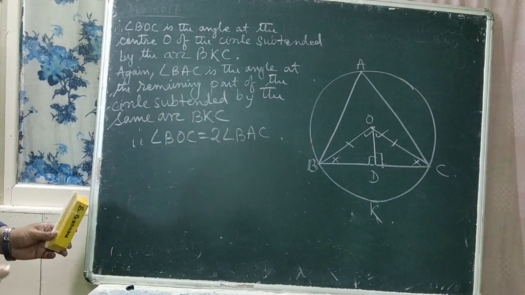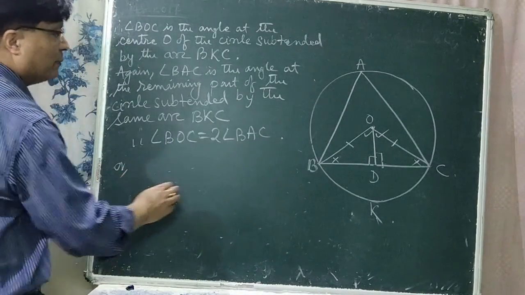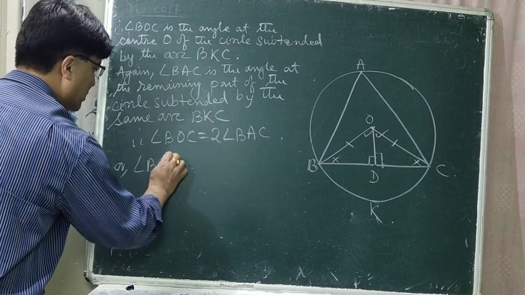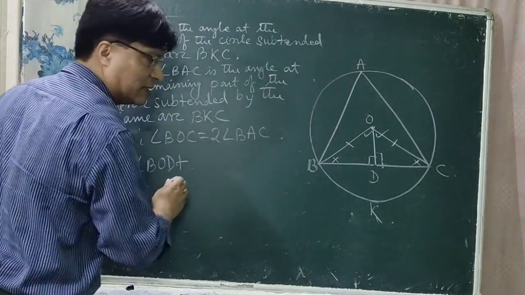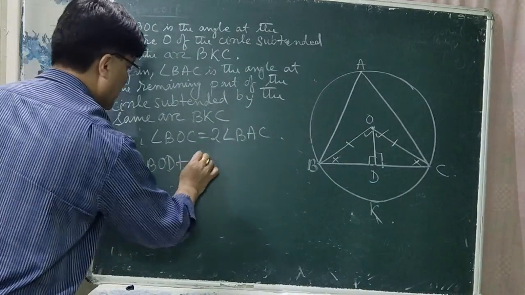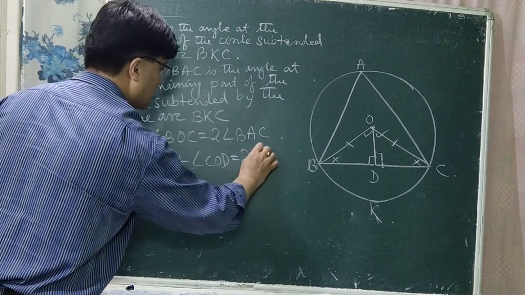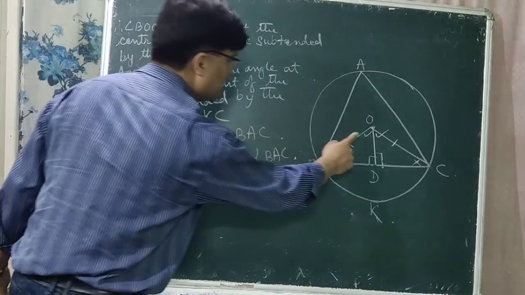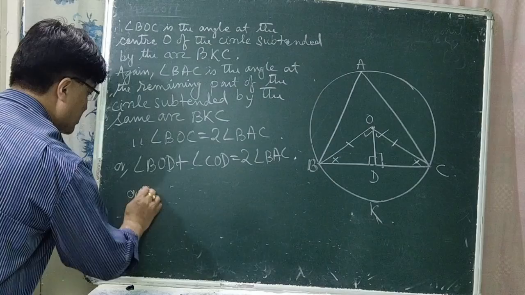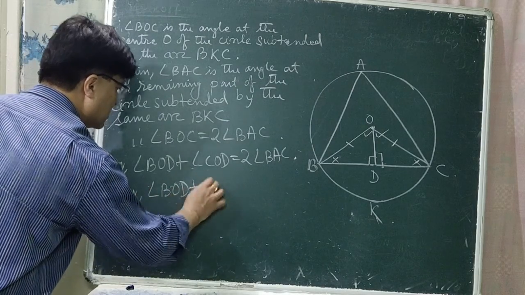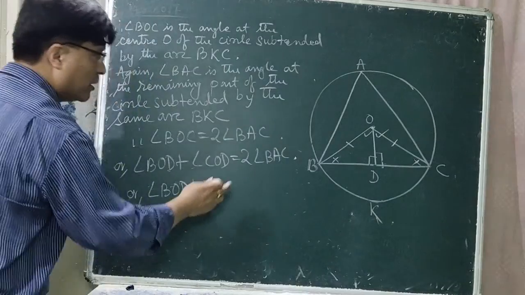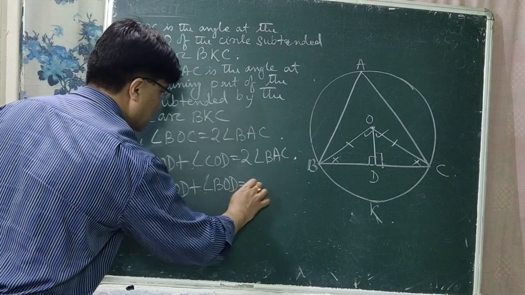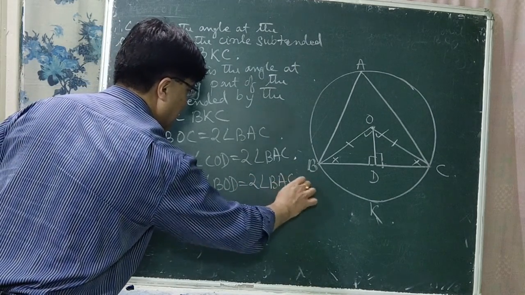I think you have understood it. Okay. So again this angle BOC can be written as angle BOD plus angle COD, isn't it? That is angle BOD plus angle COD is equal to twice angle BAC. Just now we proved that these two angles are also equal. So instead of angle COD you can write angle BOD, right?